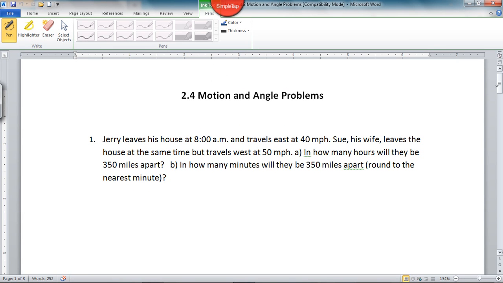These will be motion and angle problems. We're going to be talking about some word problems. These are going to be linear equations that we can write for these. But these do have to do with motion and distance and rate and time. And then we'll also talk about some angle problems at the end. Let's go ahead and get started then.